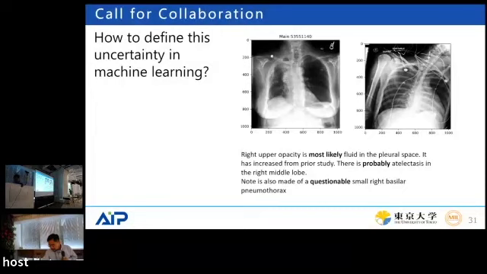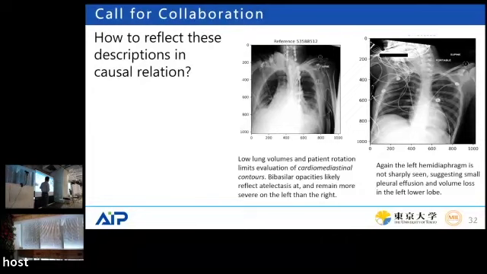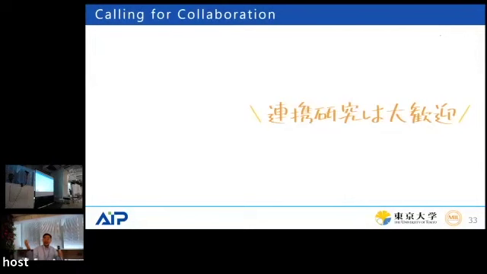And how can we reflect this causal relation? For example, if you say that because we have low lung volume, this is relevant to cardiomegaly, the large heart, and then it may reflect something like that. So how can we reflect this causal relation in the report, which has already been written? I hope that we can have more collaboration on these two topics.